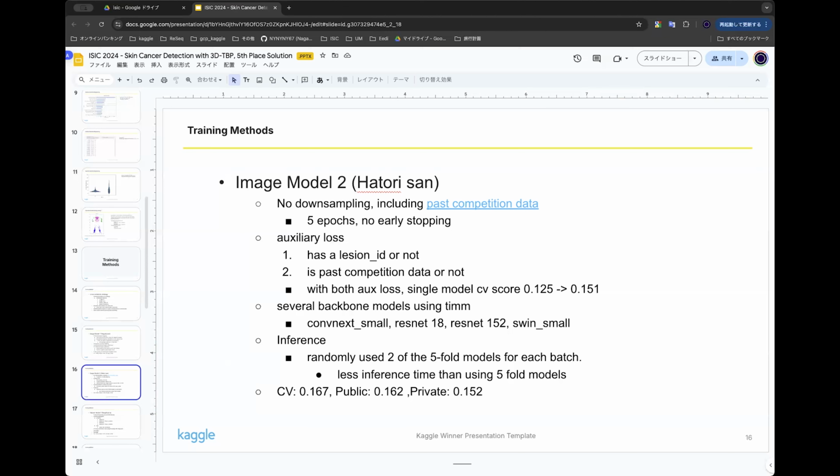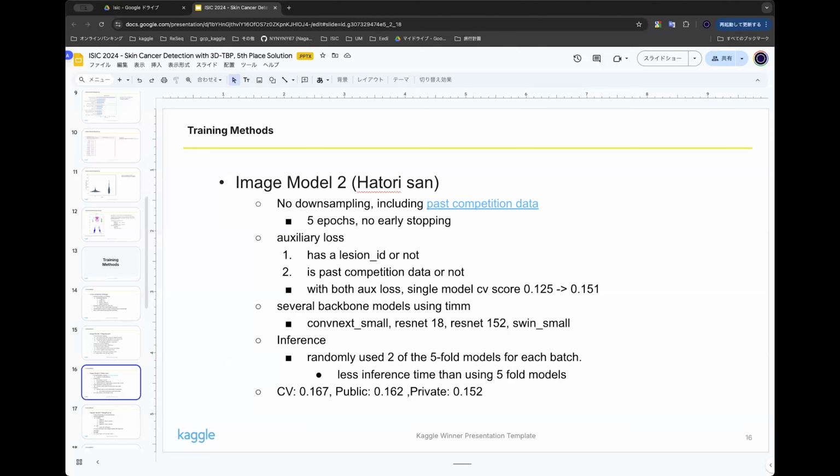For the model backbone, we use a team library with several models, including ConvNeXt Small, ResNet 18, ResNet 152, and Swin Small. During inference, we randomly used 2 out of 5 full models for each batch. This helped reduce inference time compared to using all 5 full models.